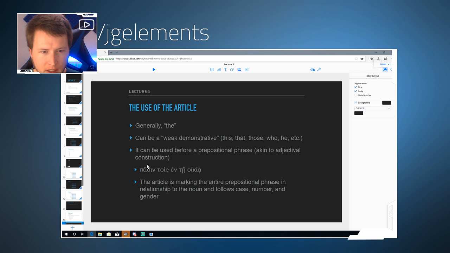All who are in the house. All those who are in the house. Or if you're not going to use "are," all in the house. I think you would need to use "are." All who are in the house. So the article is marking the entire prepositional phrase in relationship to the noun. It basically takes parentheses, puts it here, and points back to here. Okay?